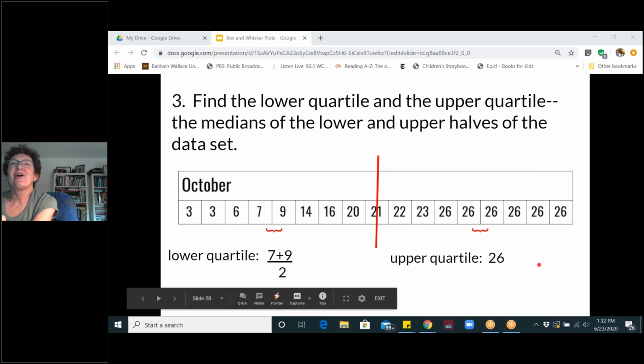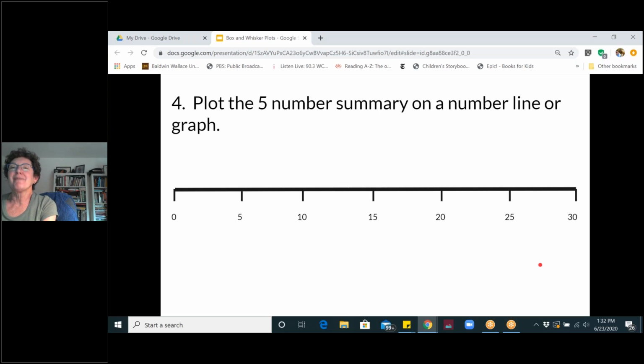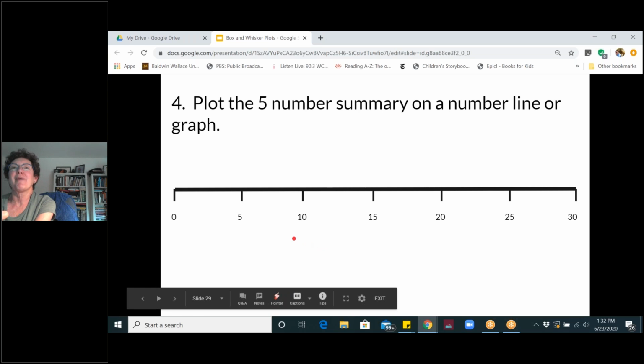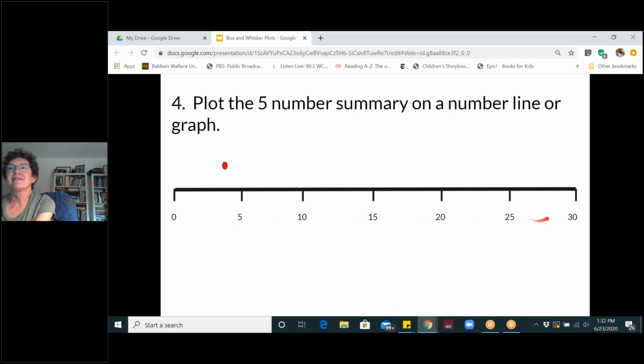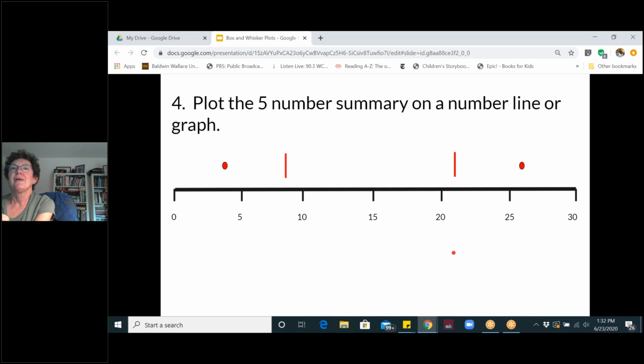Wow. Okay. So the next thing we need to do is plot that 5-number summary on a number line. And remember, what was our minimum? It was 3. Our maximum, 26. Our median was, what was our median again? Way up here, 21. The lower quartile was 8. Now, here's an interesting one. Do you remember that our upper quartile was also 26?